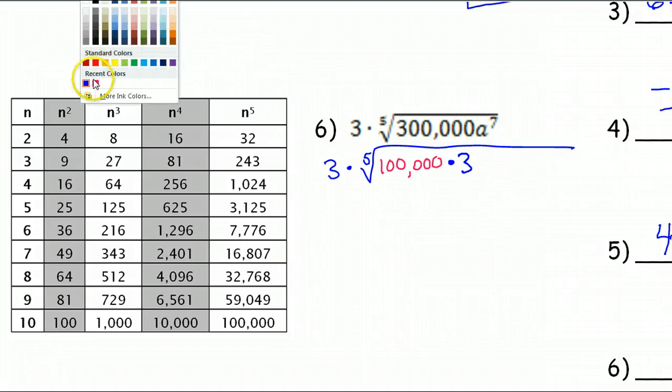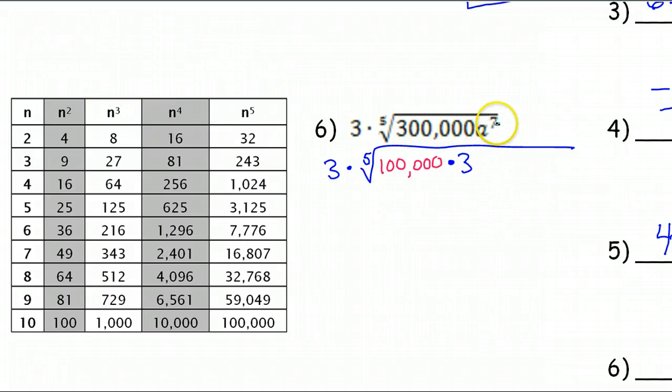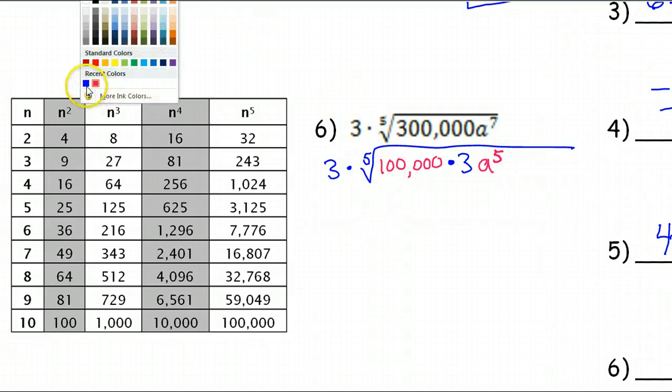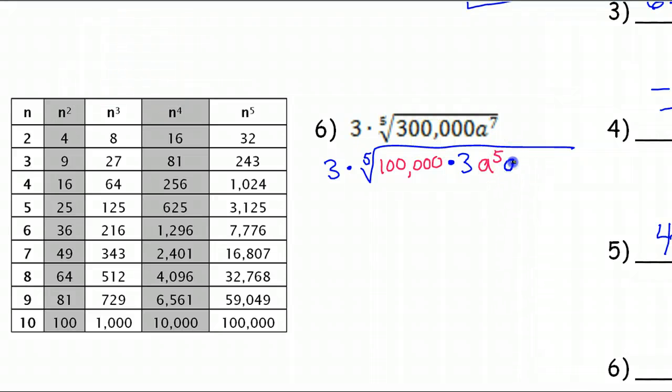Similarly, a to the 7th power. We need something divisible by 5. 7 is not. So we will have to split it up as a to the 5th power, which is divisible by 5, with 2 a's left over. All right, together they still make 7.